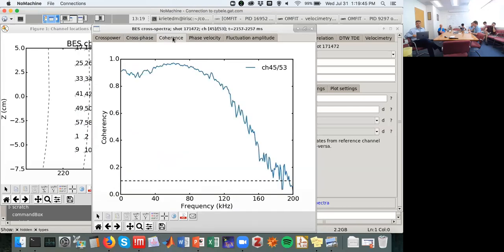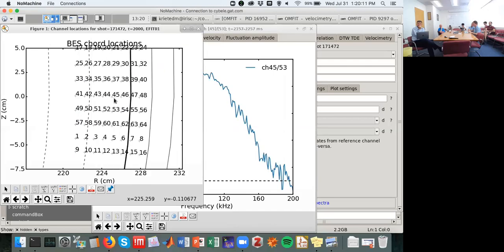And the final thing is the coherence. There's directionality too. Obviously, the phase, like it's up or down. Like one direction is the ion direction, and one's the electron. Anyway. And the coherence basically is a measure of how coherent the two signals are at the two channels you entered, 45 and 53.